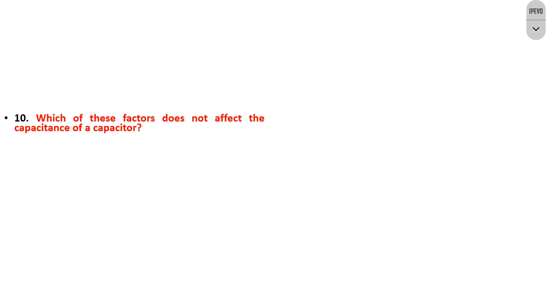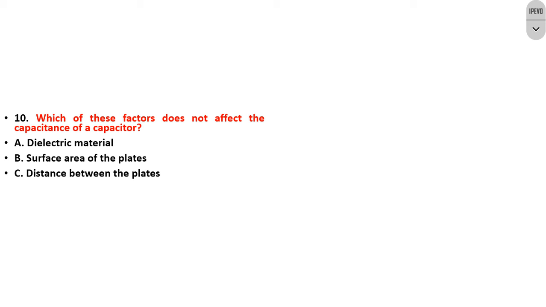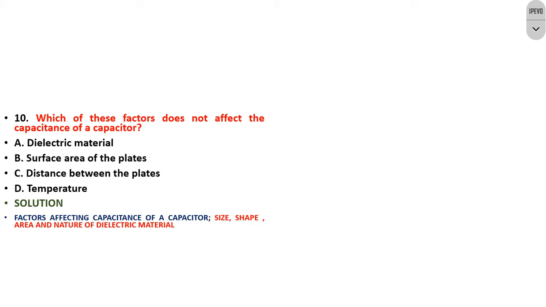Question 10 says, which of these factors does not affect capacitance of a capacitor? It means the rest will affect except one. A, dielectric material. B, surface area of the plate. C, distance between the plates. D, temperature. Which of these factors does not affect the capacitance of a capacitor?